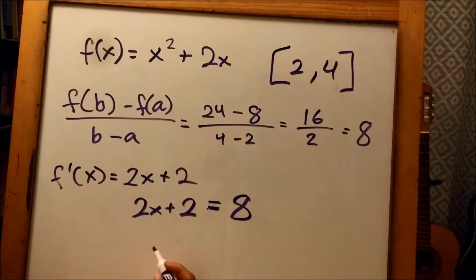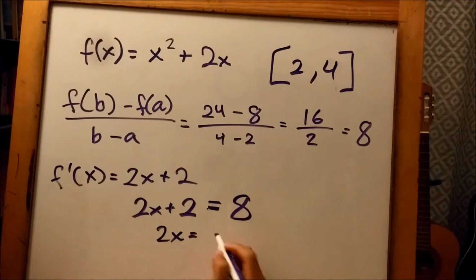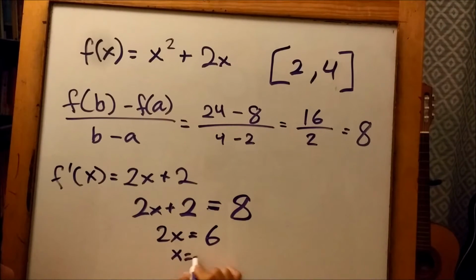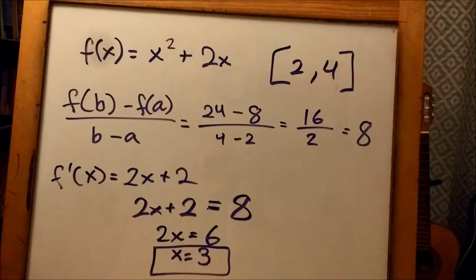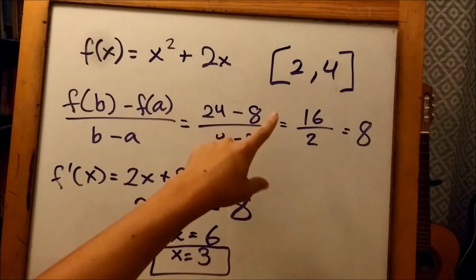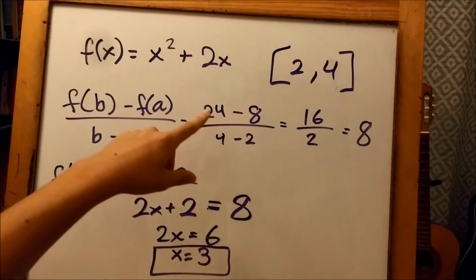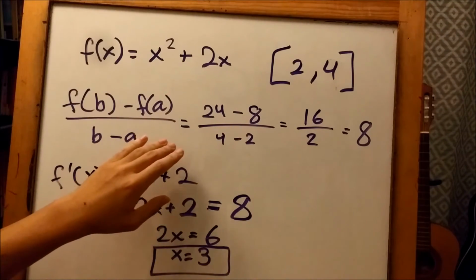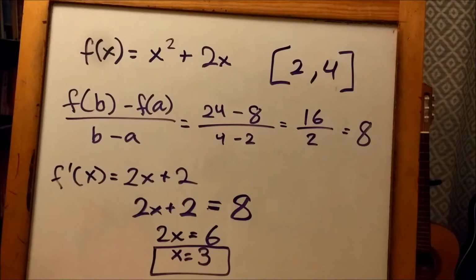So to solve for x right here, we would subtract 2, that would give us 6, and then x would equal 3. So we found x right here. x equals 3. So that means that at 3 in the closed interval 2 comma 4, the instantaneous slope is equal to the average slope of the function.